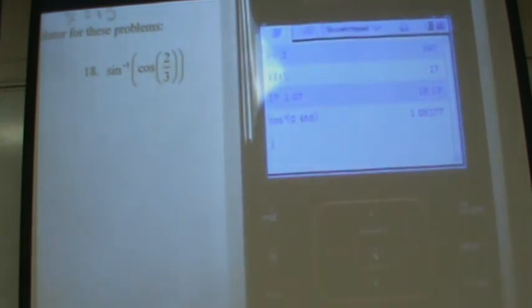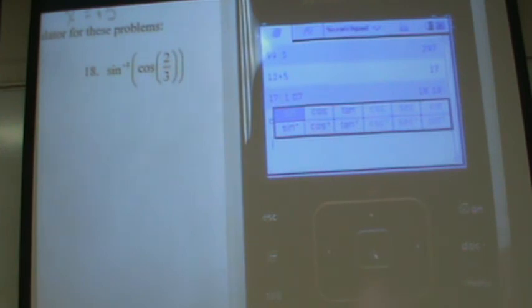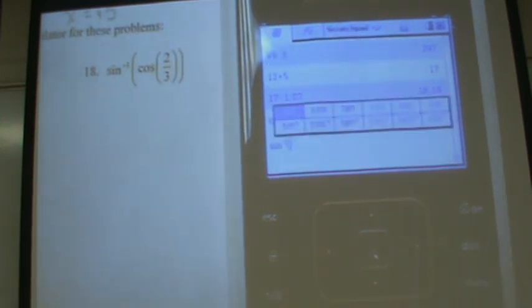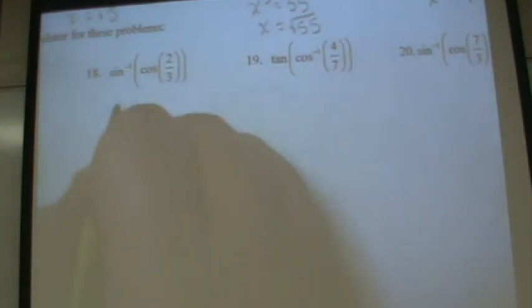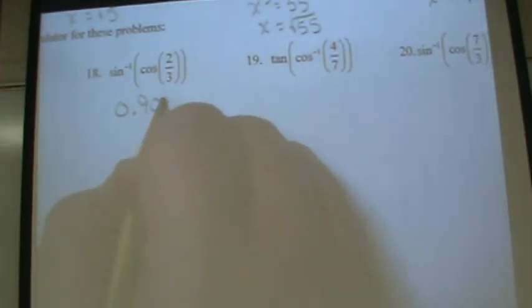Number 18, you're going to plug in exactly as it appears there. You'll hit your trig button, inverse sine, go back to the trig button, go to cosine, and then on the Inspire it has the nice fraction key, and you can type in 2/3 and hit enter. And you're going to get 0.9041.